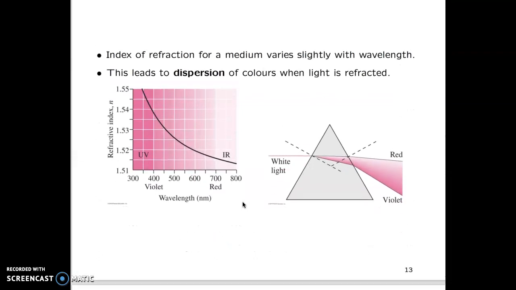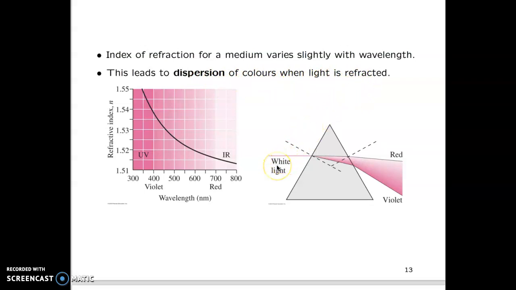Okay, so what is dispersion all about? Now, it turns out that what I told you before was not completely correct. There's not a single number, the index of refraction, for any given medium. The index of refraction is going to depend very slightly on the actual wavelength of the light. So what this is going to lead to is a dispersion of colors when the light is refracted.